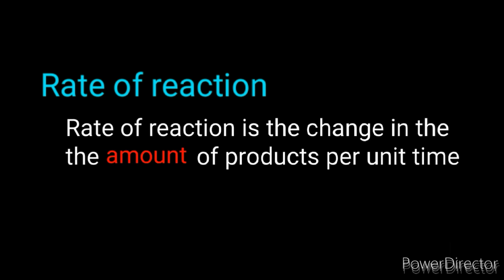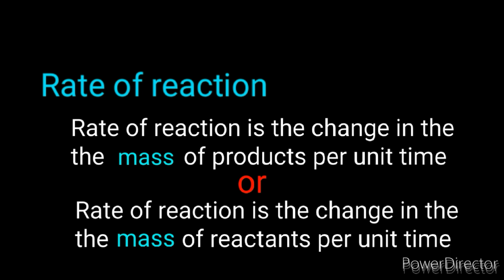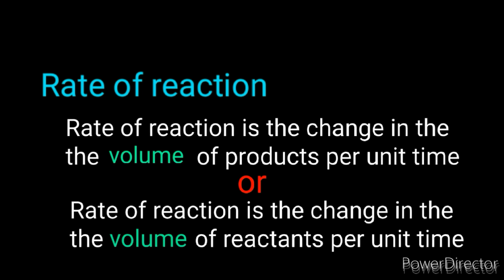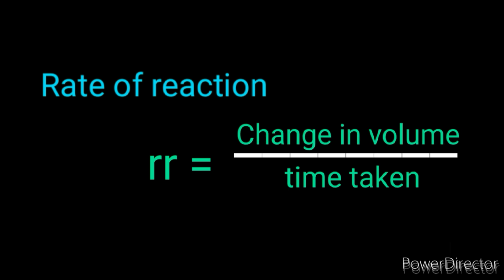First, let's define it. The rate of reaction is the change in the amount of products per unit time. You can even say it's the change in the amount of the reactants per unit time. If you want, instead of saying change in amount, you can say change in mass or change in concentration or change in volume. So it's up to you. Rate of reaction is equal to change in concentration or change in mass or change in volume over time.